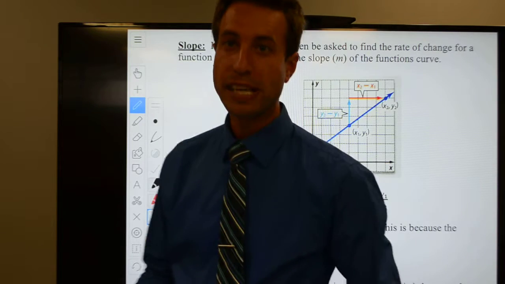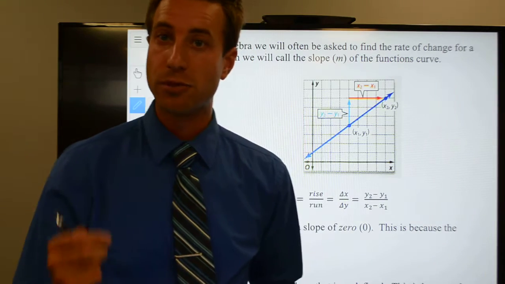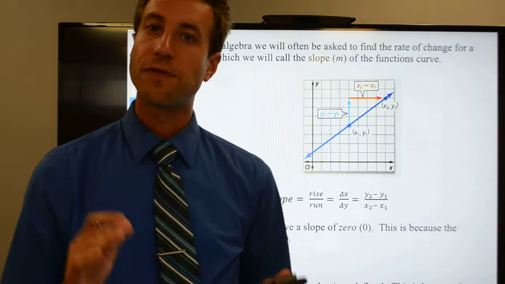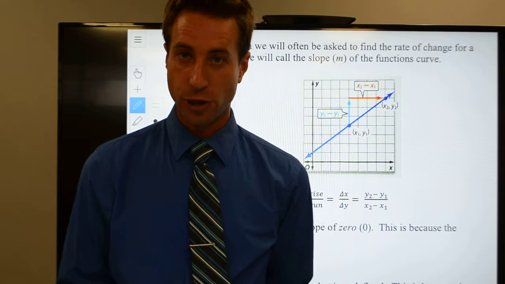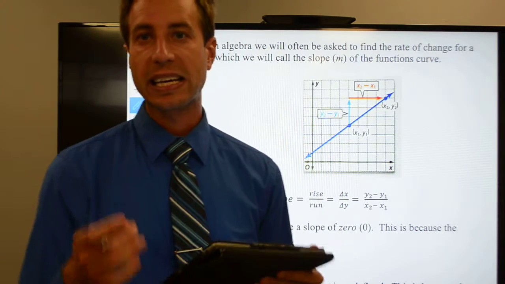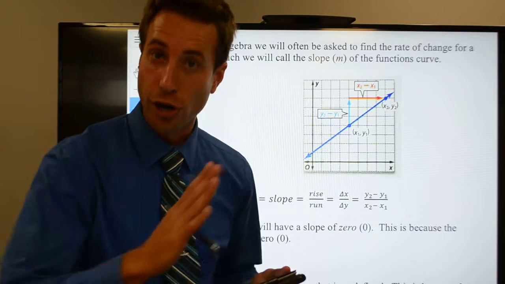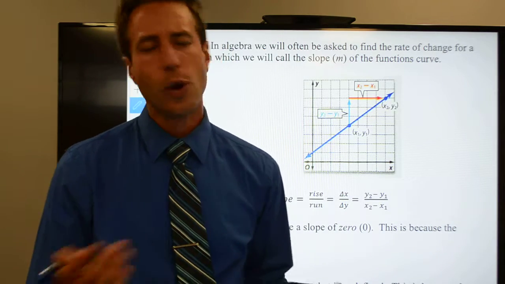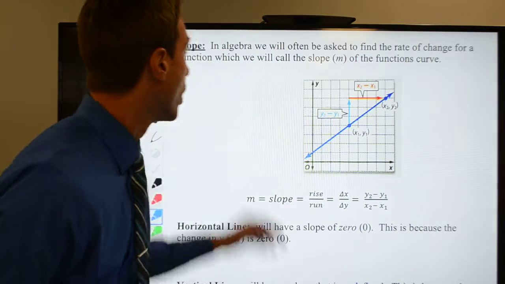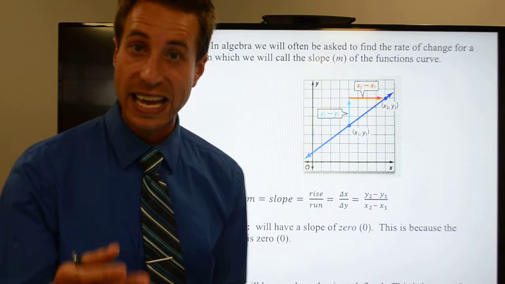Alright guys, welcome to this page of the notes, and now we're going to begin to deal with that second objective or learning target, which is finding the slope of a function. This is still going to be a rate of change, but when it comes to finding the rate of change for the curve, the graph of a function, we don't call it rate of change anymore, we call it the slope, which will be abbreviated m.